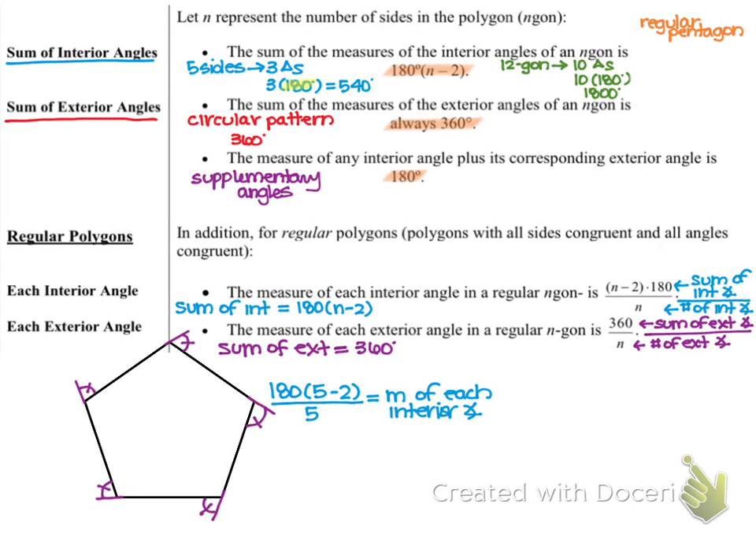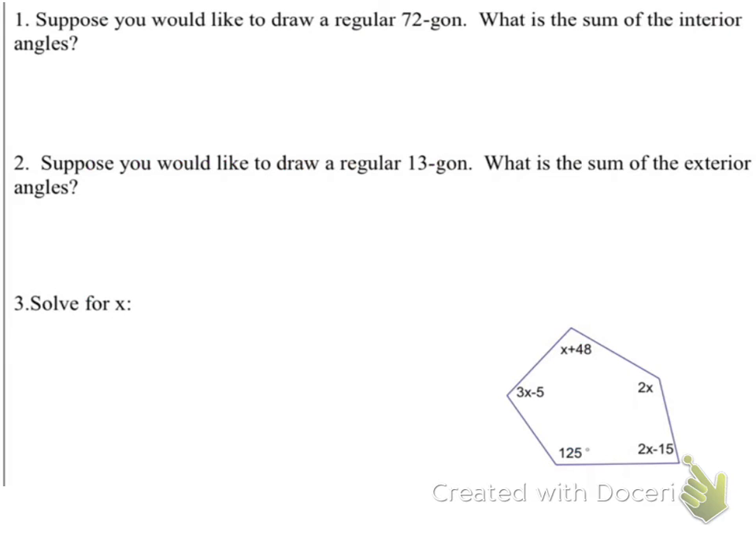Okay, lots of formulas. Now we can actually get into some practice here. So suppose you want to draw a regular 72-gon. I do not want to do that. 72 sides, and they all have to be the exact same length, and every single angle has to be the exact same size. So I'm not going to draw it, but suppose I want to. Let's write down what we've got here.